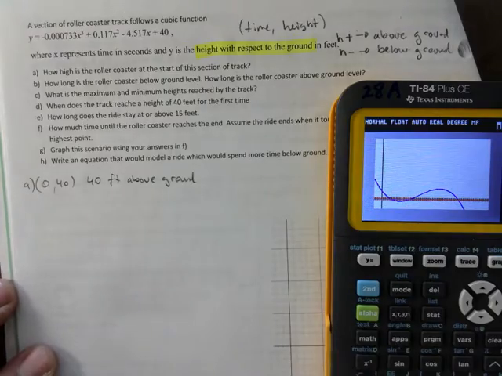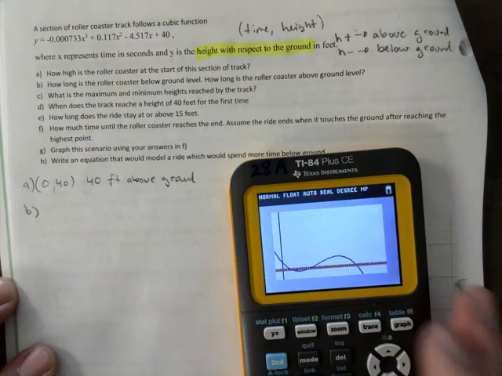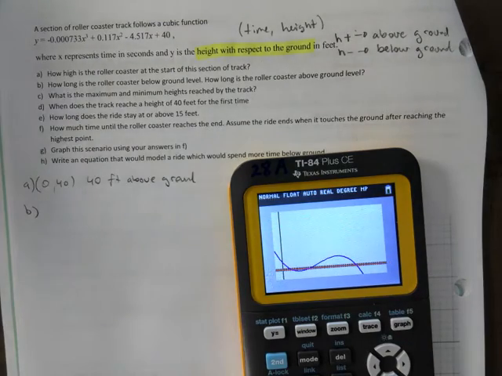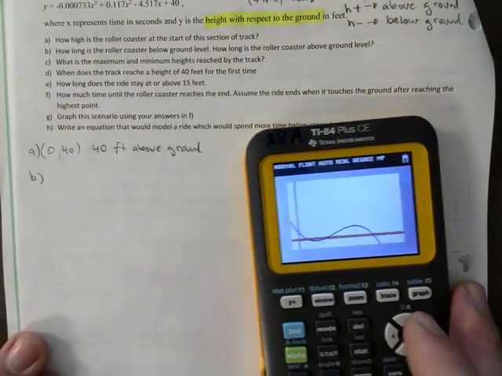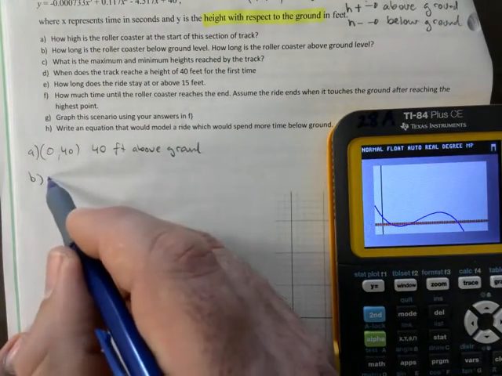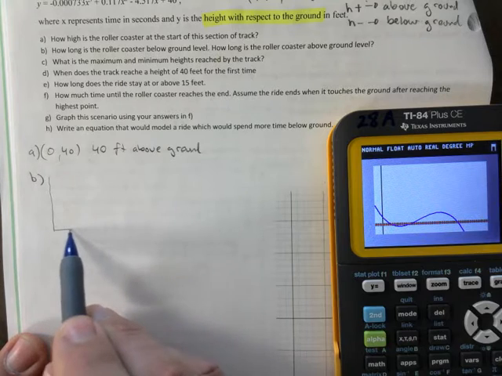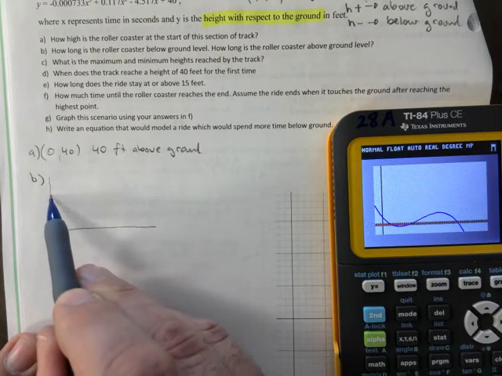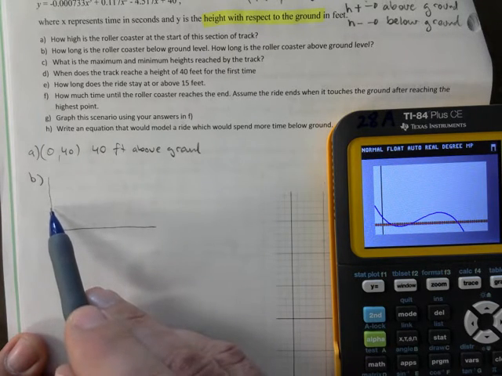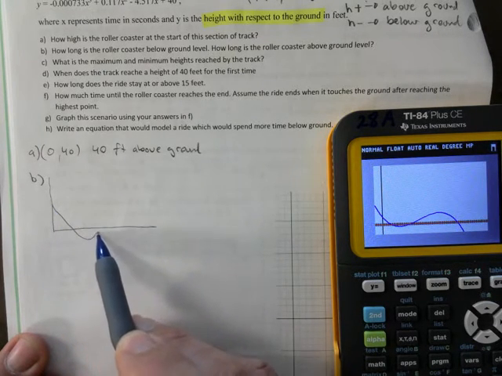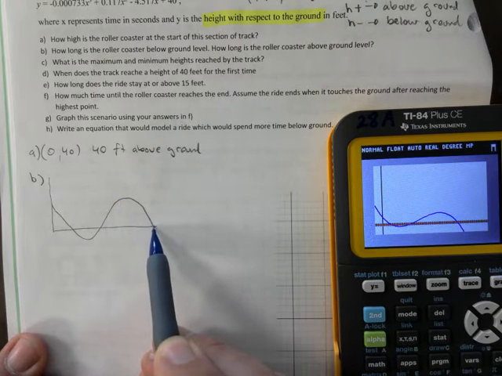And then B, how long is the roller coaster below ground level? At the same time, how long is the roller coaster above ground level? Okay. So what I'm going to do here is a little sketch. I work best with a bit of a visual representation, right? So we just imagine we're going below it, and then we go above, and then it will stop here.